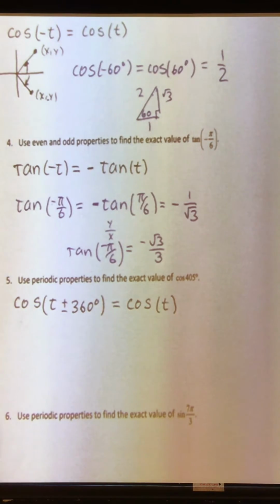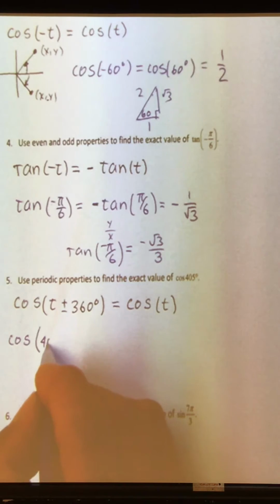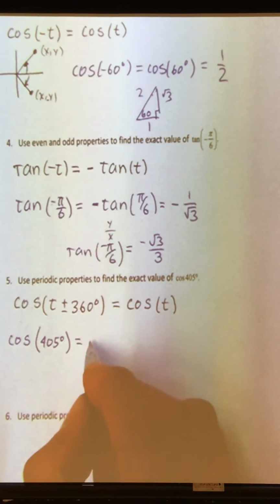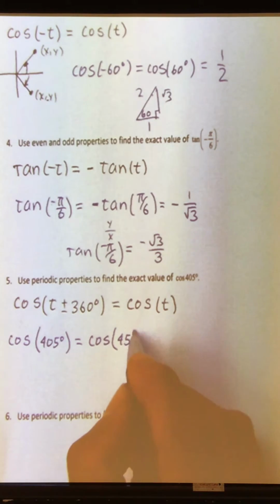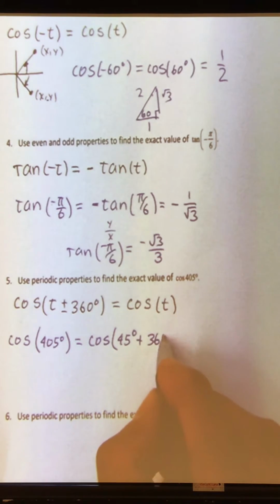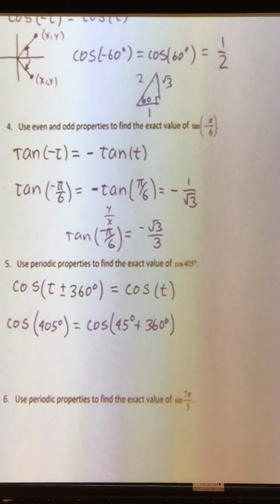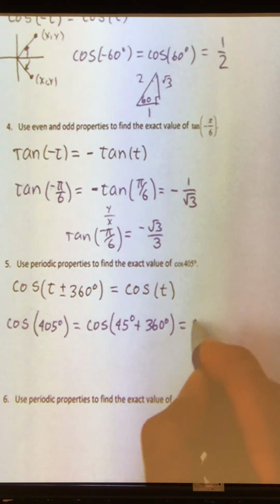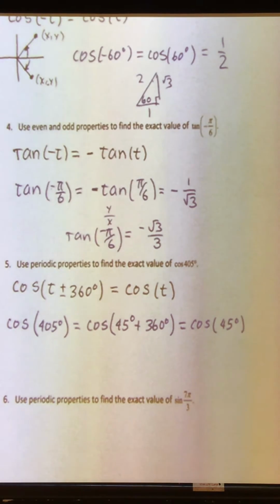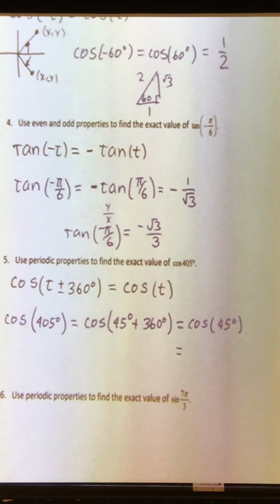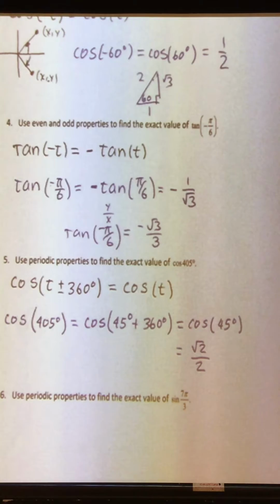So for us, we have to think about this. 405 degrees can be written as 45 degrees plus a full rotation. And that full rotation of 360 brings us right back to the very same point. So that's the same thing as the cosine of 45 degrees. And using our special right triangles, our 45, 45, 90 triangle, we get the cosine to be root 2 over 2.